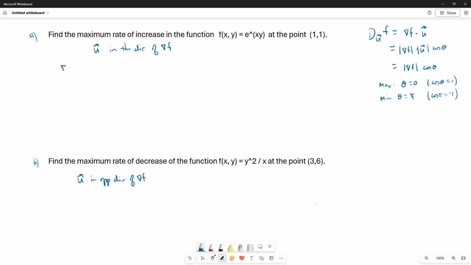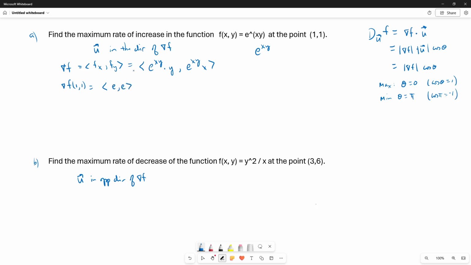So let's calculate our gradients. In the first example, the gradient of f, which is the vector (f sub x, f sub y), the derivative of e to the power xy is, by the chain rule, e^(xy) times the derivative of xy with respect to x. And here it's e^(xy) times the derivative of xy with respect to y. And then we want the gradient at the point (1, 1). So we put x equal to 1 and y equal to 1. And that just gives us (e, e).